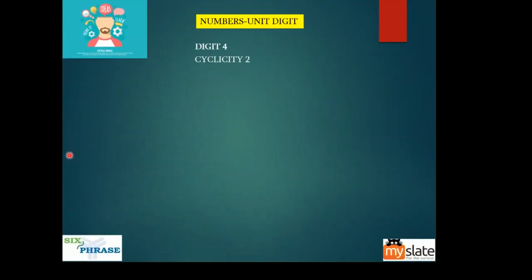Now for 4, the cyclicity is 2. We'll see why it is 2. For 4 power 1, the unit digit is 4. For 4 square, the unit digit is 6. For 4 cube, the unit digit is again 4. For 4 power 4, the unit digit is 6. For 4 power 5, the unit digit is 4. For 4 power 6, the unit digit is 6.